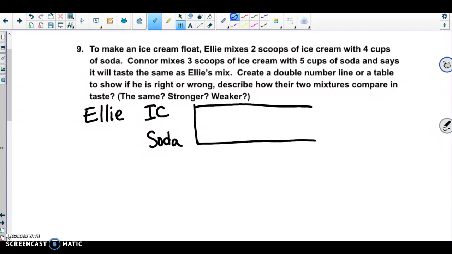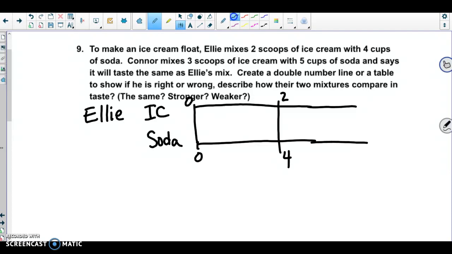One of the things I noticed is that if we had 0 of each, we'd have 0 batches, but she mixes 2 scoops of ice cream with 4 cups of soda. Okay, well, we could make some adjustments on that.